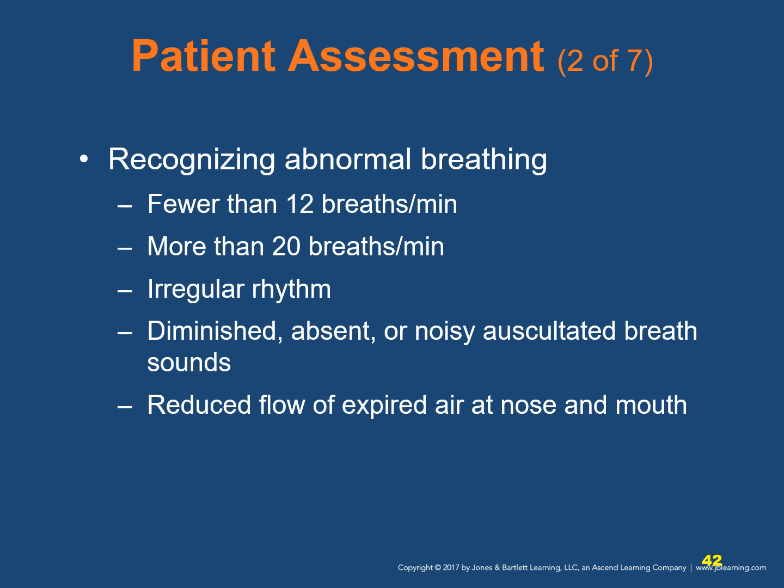Recognizing abnormal breathing. An awake, alert adult who's talking to you usually has no immediate airway or breathing problems. Always have supplemental oxygen and a bag valve mask, or BVM, or a pocket mask close at hand to assist with breathing if this becomes necessary. Signs of abnormal breathing are fewer than 12 breaths per minute, more than 20 breaths per minute in the presence of shortness of breath, which is dyspnea, irregular rhythm, diminished, absent, or noisy auscultated breath sounds, and reduced flow of expired air at the nose and mouth.